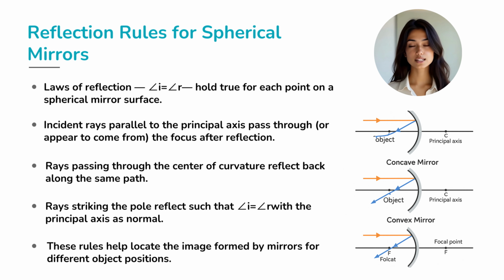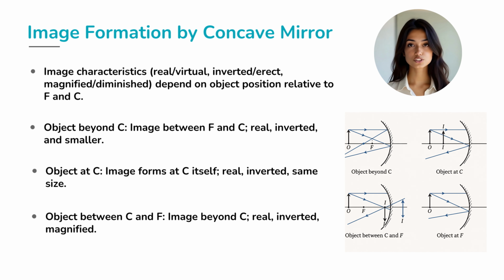For example, any ray parallel to the principal axis will pass through or appear to come from the focus, F, after reflection. Rays passing through the center of curvature, C, reflect back on themselves, while rays hitting the pole, P, reflect symmetrically, making equal angles on both sides of the normal. As you can see in the diagram, these rules create the foundation for how images form, whether they're upright, inverted, or magnified.